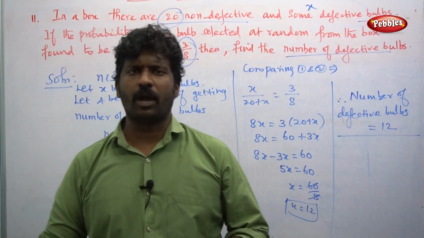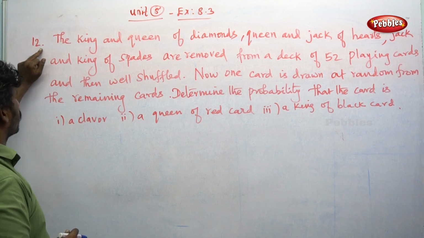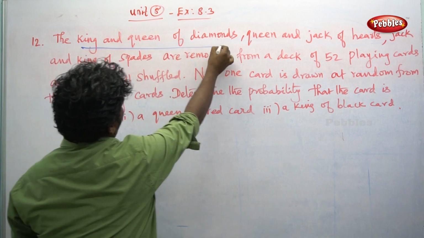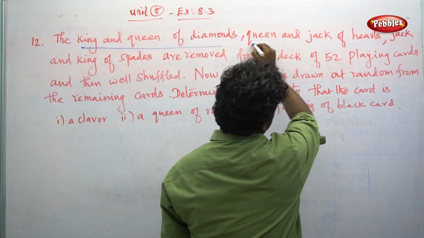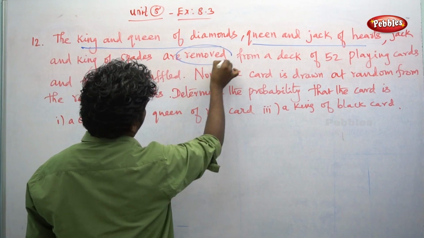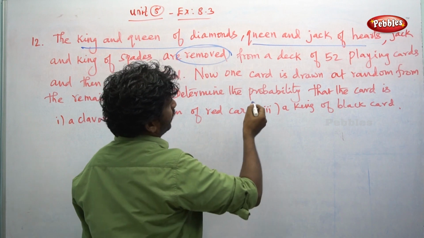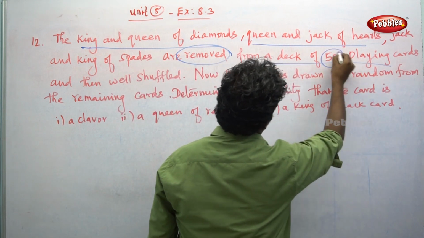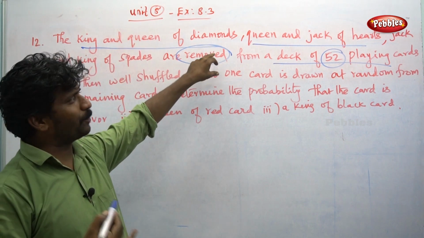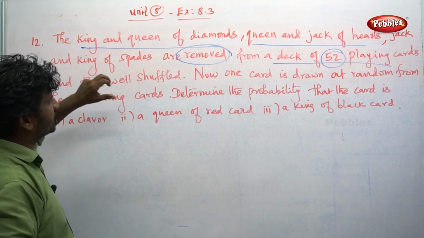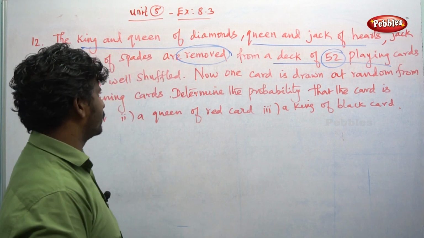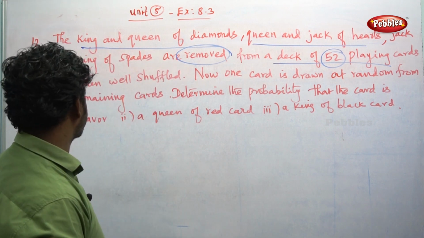Do you understand? Now let's see the next problem. See the next problem, question number 12 in exercise 8.3. The king and queen of diamonds, queen and jack of hearts, jack and king of spades are removed. Listen carefully. Are removed from the deck of 52 playing cards. They have asked to remove all the cards mentioned here from the 52 cards. Removing means they separate them. And then well shuffled. Now one card is drawn at random from the remaining cards. Determine the probability that the card is a club.